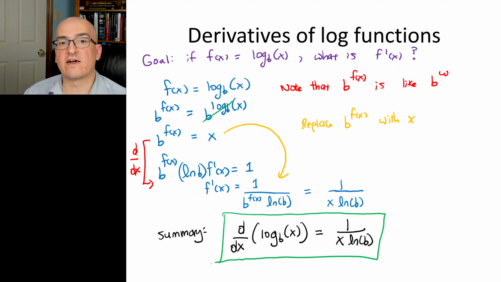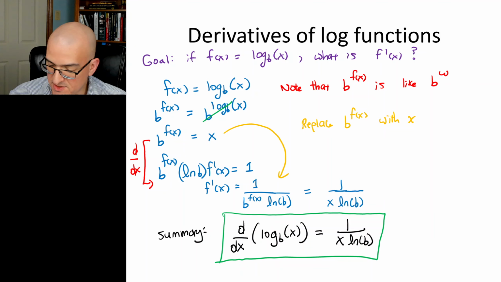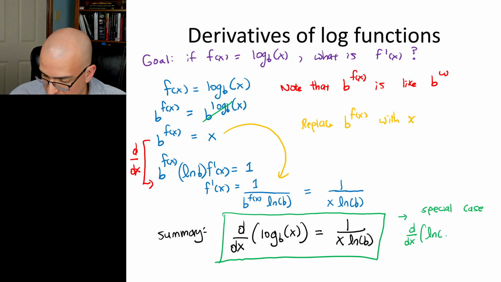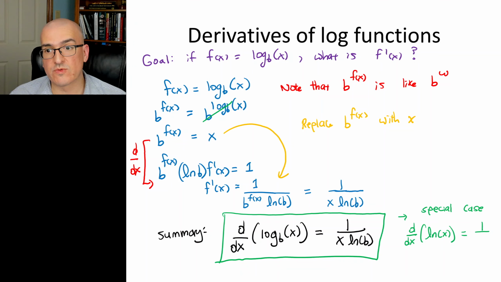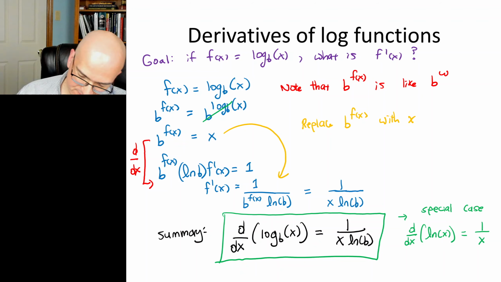We could repeat the calculation with ln of x, which is log base e of x, go through all the same manipulations, and get this special case: the derivative d by dx of ln of x is 1 over x times the ln of e. ln of e is 1, so it's 1 over x times 1, which is just 1 over x.